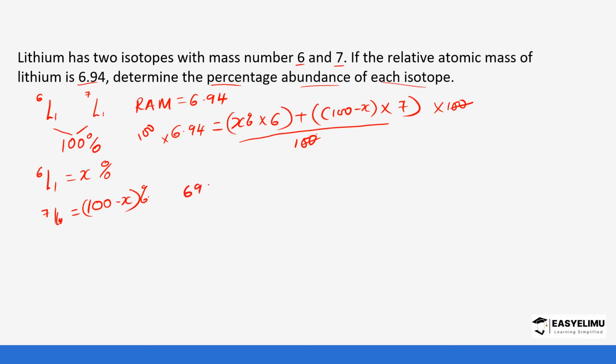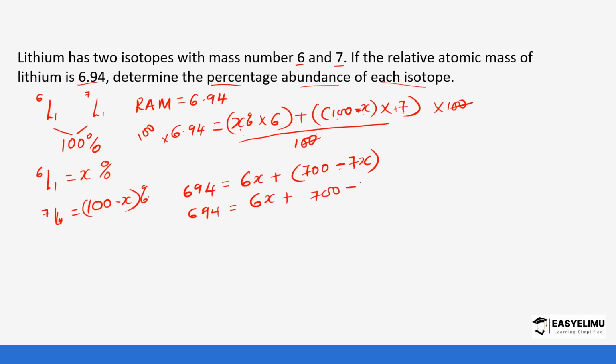If we open this bracket, 6 times x gives us 6x, plus, if we open this inner bracket first, 7 times 100 gives us 700, and then 7 times x gives us 7x. And remember, it's minus because the minus still remains. If we multiply this positive value with minus, it becomes minus. So that is what we have. Let's open this equation. It becomes 6x plus 700, and plus minus becomes minus.